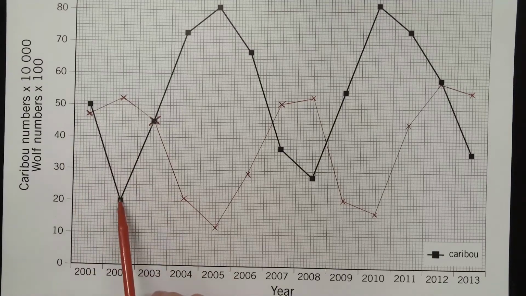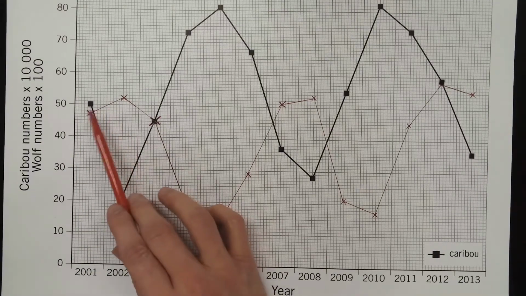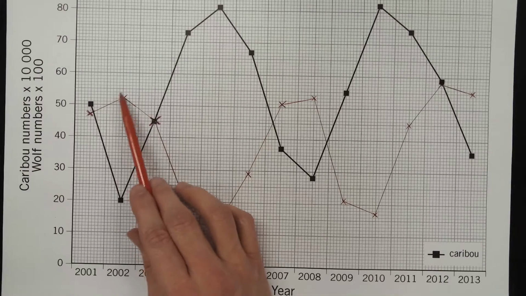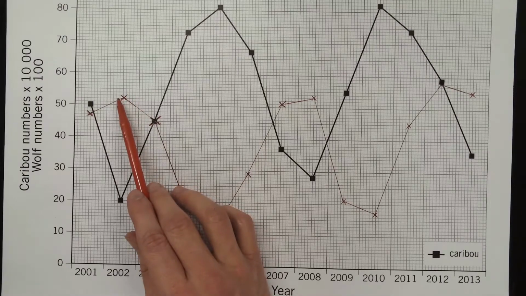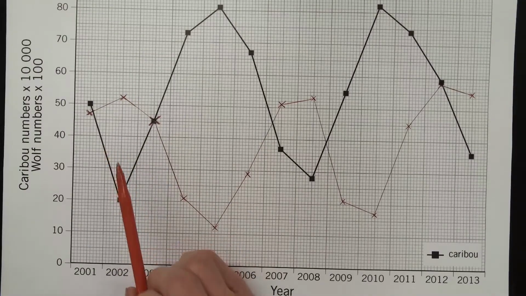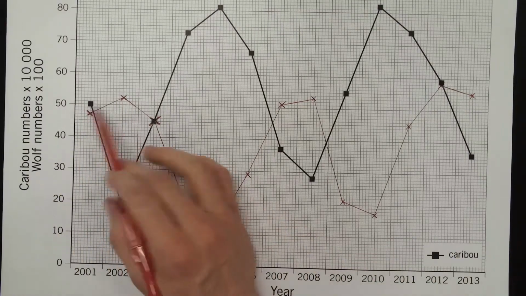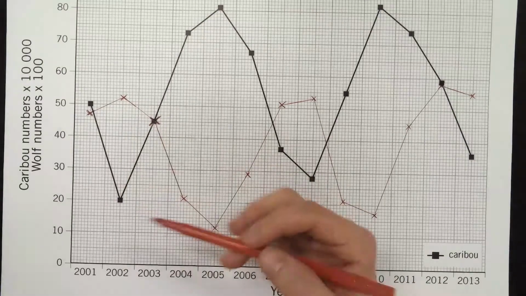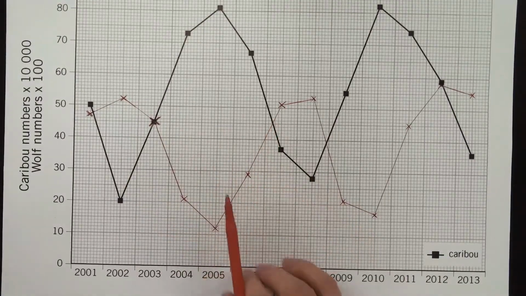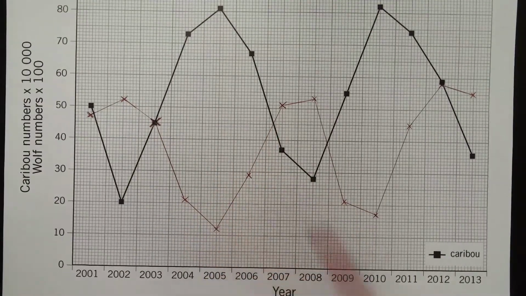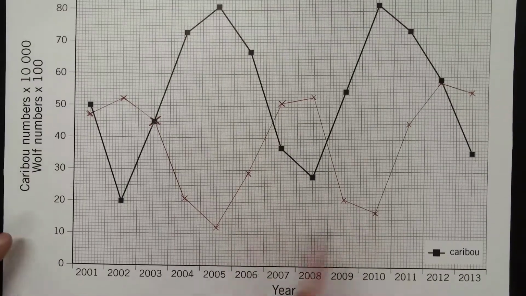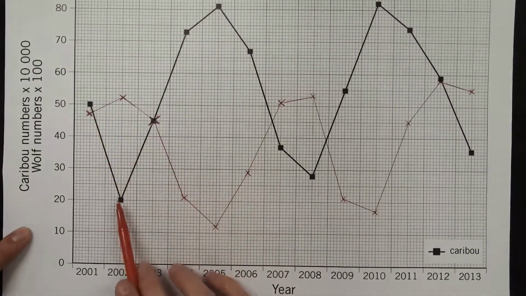So, there's several thousand more wolves between these years. So you're going to look at the several thousand more wolves that need feeding. So they're going to eat more caribou. So that's going to cause the caribou numbers to decrease because they're getting eaten a lot more. However, this gets to a point where there's really low numbers of caribou here. So there's not enough food to go around to feed all the wolves.